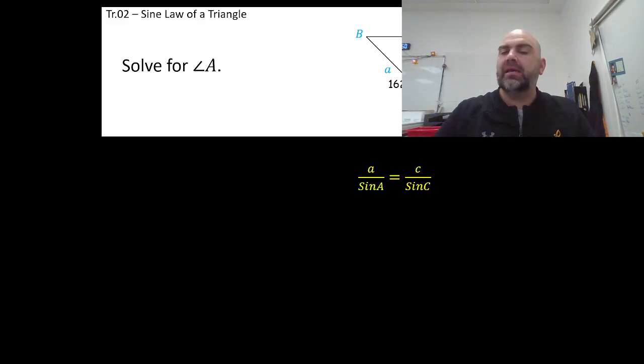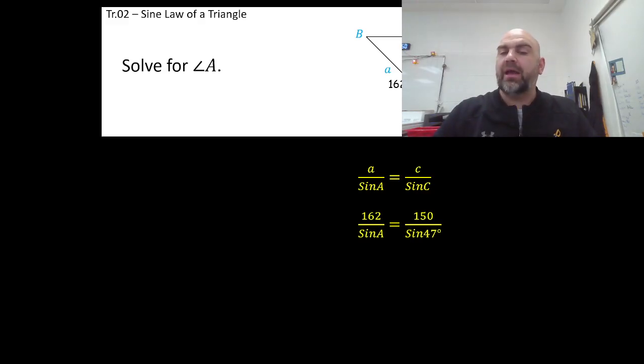a over sine A is equal to c over sine C. We don't need the B one because it is just not necessary in this case. We only need two of the ratios. Let's plug in the pieces that we have. So we have 162, which is side a, 150, which is side c, and 47 degrees, which is angle C.